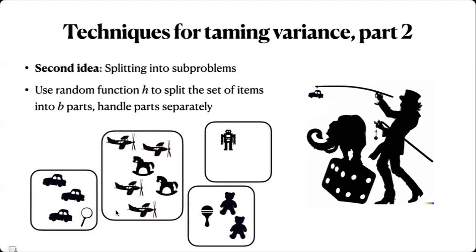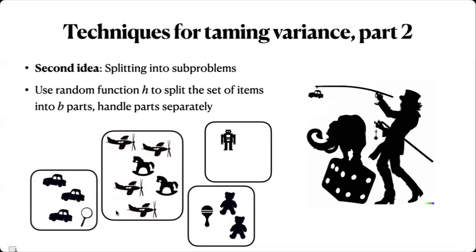So in this case, for example, the robot ends up in a separate part, and we actually get an exact estimate for the number of robots based on that part. But of course, in general, there's still going to be collisions. We may have multiple counters with signs in each part.